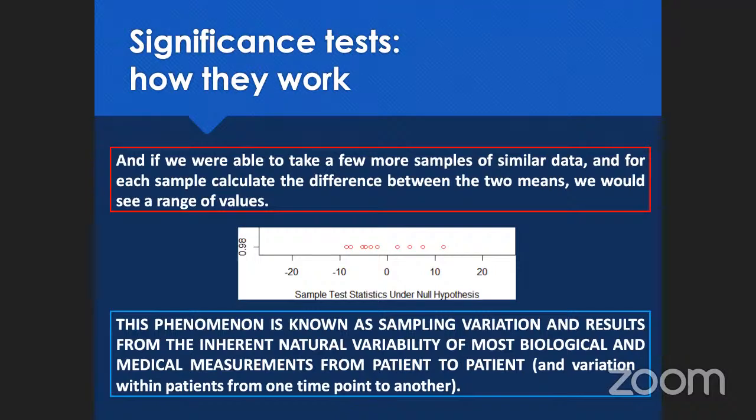This phenomenon is known as sampling variation and can result from the inherent natural variability of most biological and medical measurements from patient to patient. It can also result from variation within the patient from one time point to another.